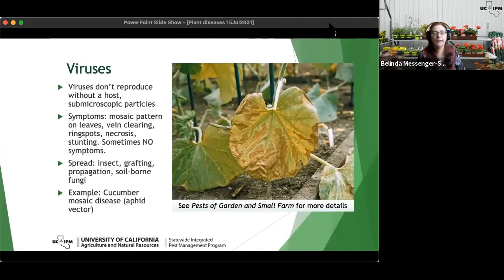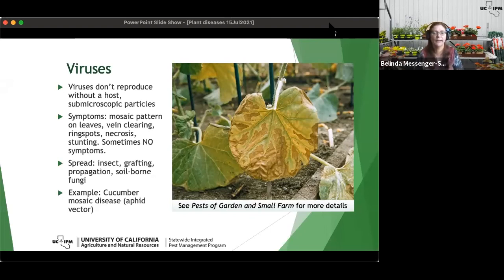Viruses. Plant viruses, just like human viruses, require a host to reproduce. They're submicroscopic, so you're only going to see their symptoms, never a sign. They can cause an array of patterns on leaves and flowers, as well as necrosis and stunting. In some cases, there won't be any symptoms at all. Some plant viruses are spread by humans through grafting and propagation. Others are spread by insects or soil-borne fungi.